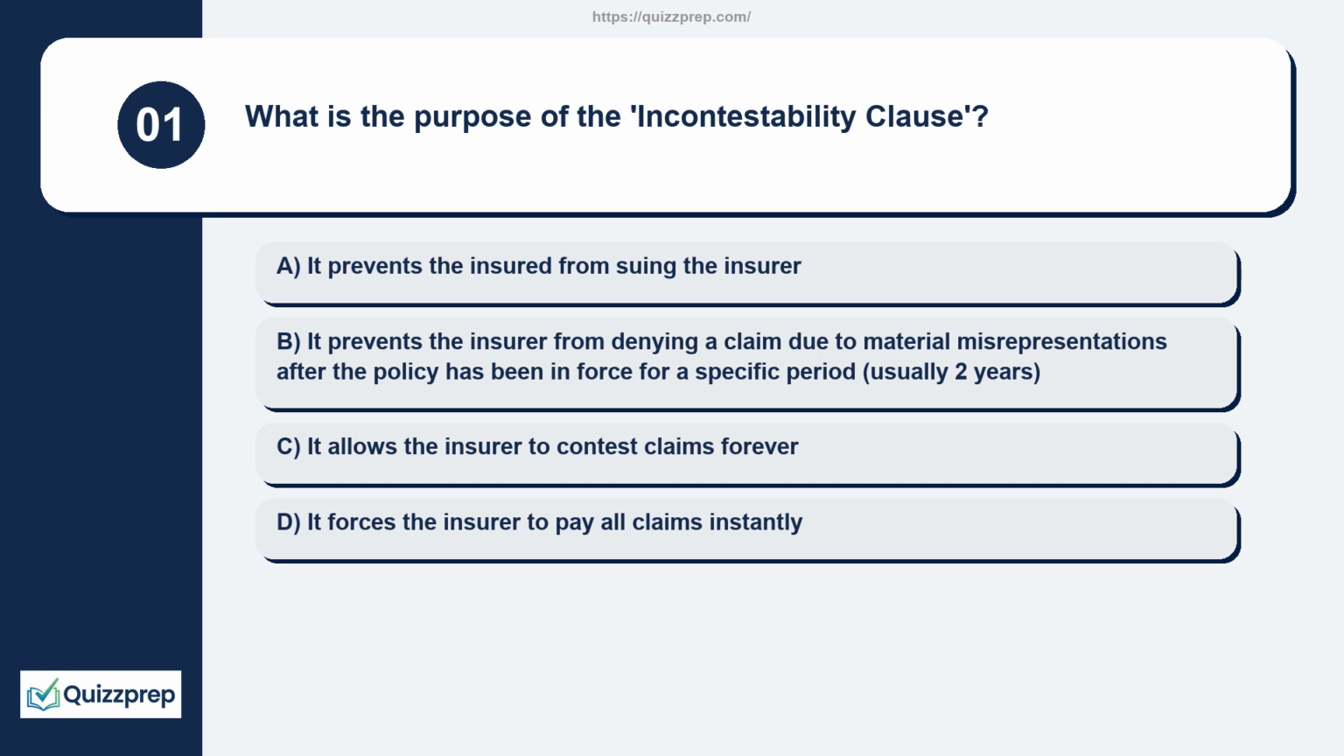Question 1. What is the purpose of the incontestability clause? It prevents the insured from suing the insurer. It prevents the insurer from denying a claim due to material misrepresentations after the policy has been in force for a specific period, usually 2 years. It allows the insurer to contest claims forever. It forces the insurer to pay all claims instantly.